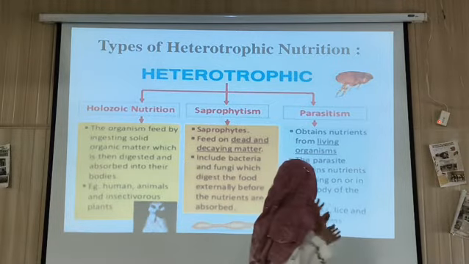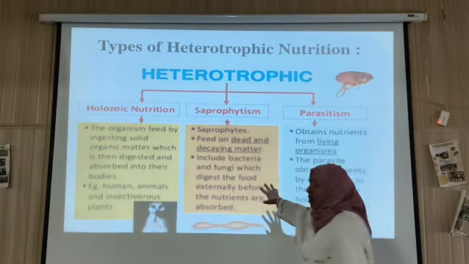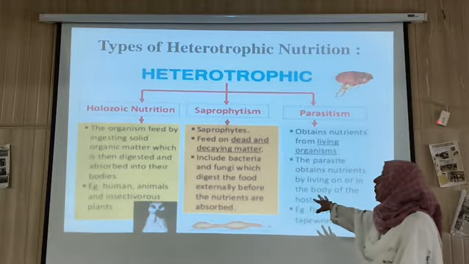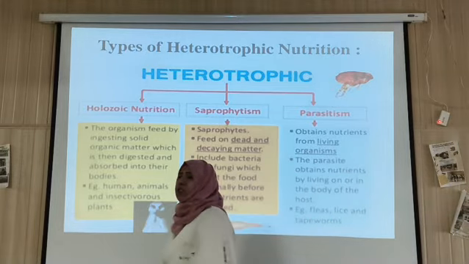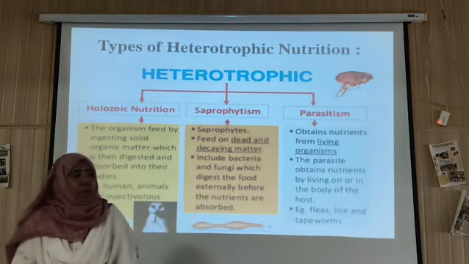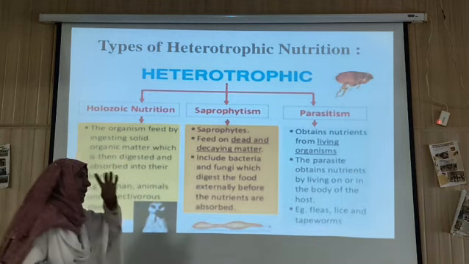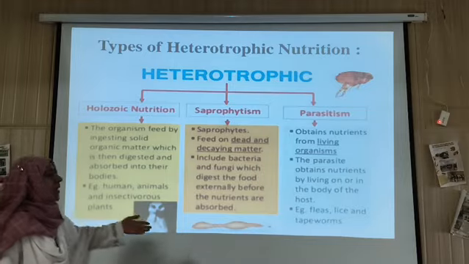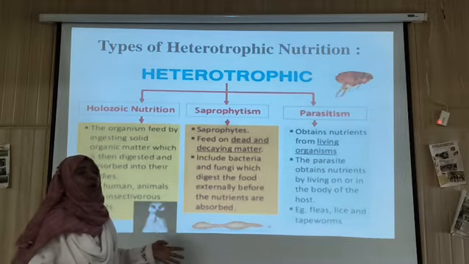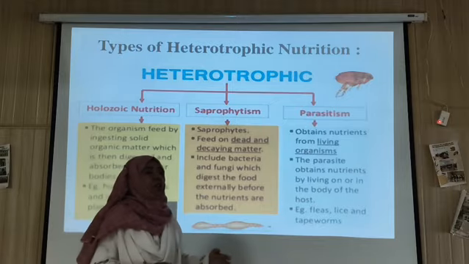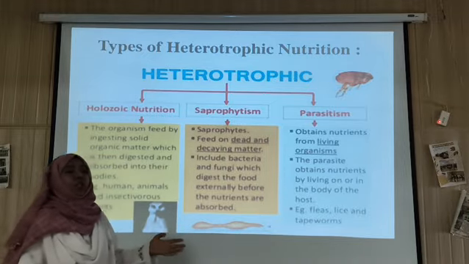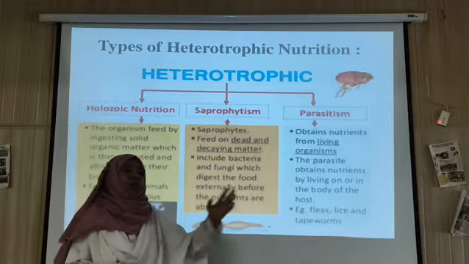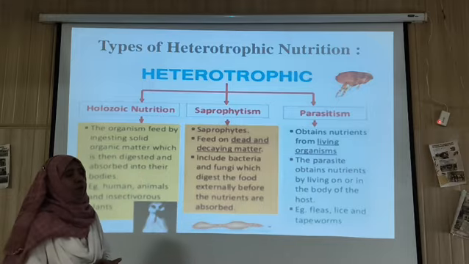So there are three types of general heterotrophic mode of nutrition, but there are other types also, that is insectivorous nutrition, which is also a type of heterotrophic mode, and similarly mixotrophic nutrition, which takes place in case of Euglena, the only organism which uses both heterotrophic as well as autotrophic mode of nutrition.